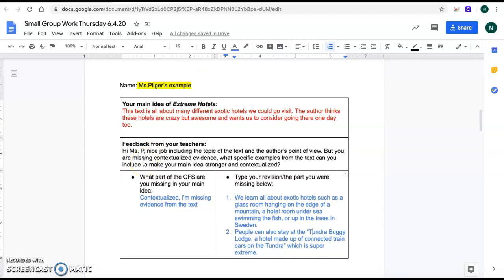So you guys are going to want to go now, find your name, find your main idea jot, find the feedback from your teacher, and figure out how can you make it stronger.